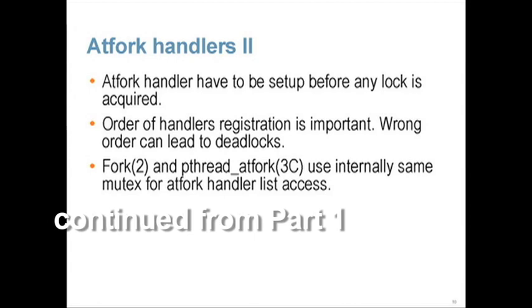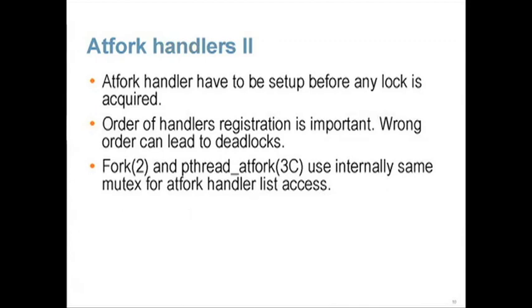Very important is also that the fork handler has to be set up before any locks are acquired, because I will show you one example where there is a race condition between the fork handler initialization and some global mutex that is already taken. This is important, and as I mentioned, the order of handler registrations is important too. Wrong order can lead to deadlocks.